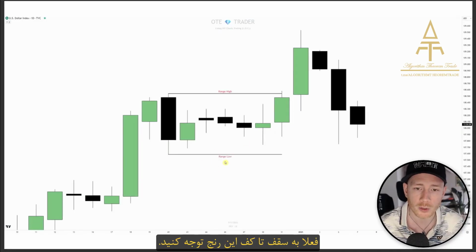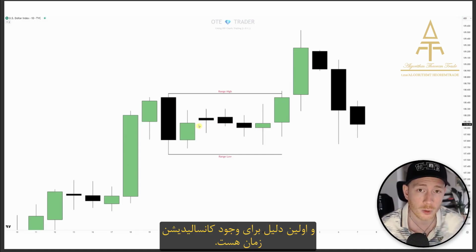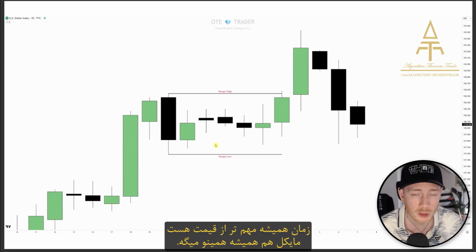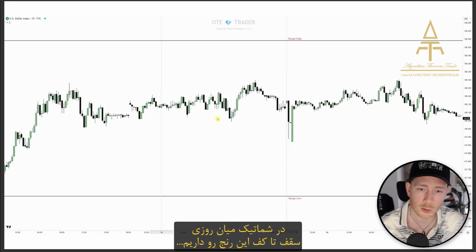But I want to take your attention to this range high to range low and how the candlesticks are resting within this candle's range. Now, this is an extended consolidation, and the number one reason why price consolidates is because of time. Time is more important than price, and ICT also always talks about that time comes before price. The economic calendar will be your roadmap into determining what is the right time to trade and when to avoid trading. What does that look like intraday?